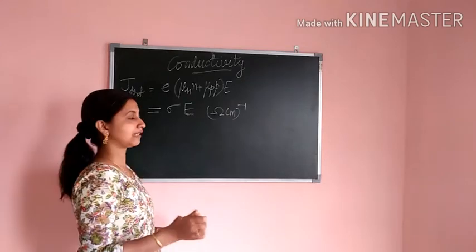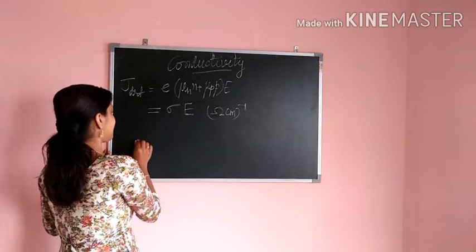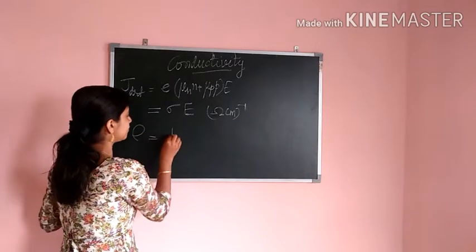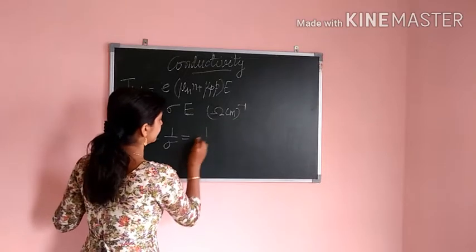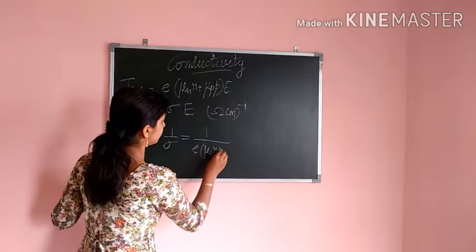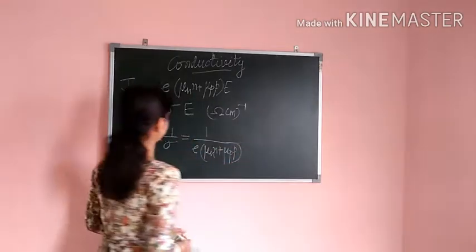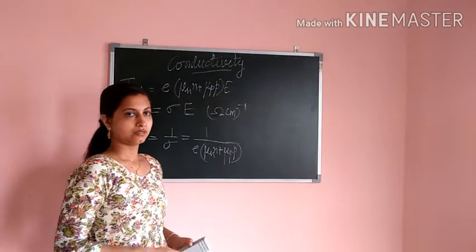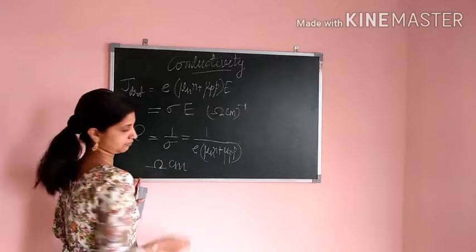The reciprocal of electrical conductivity is known as resistivity, which can be written as ρ = 1/σ = 1/(e(nμn + pμp)). The unit of resistivity is Ω·cm.